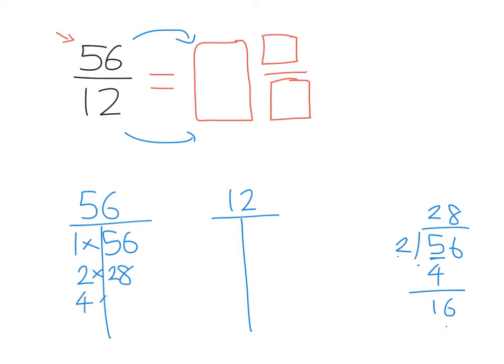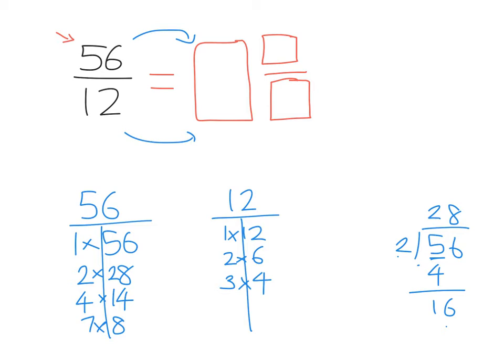3 doesn't work. 4 might work, but let me check my chart. 4 times 14. 7 works, I think. Yep, my chart says 7 times 8 works. Okay. Alright, 12. 1 times 12, obviously. 2 times 6: 2, 4, 6, 8, 10, 12. 3 times 4: 3, 6, 9, 12. And I'm checking my chart as I go along. 5 doesn't work. 6, I already did.